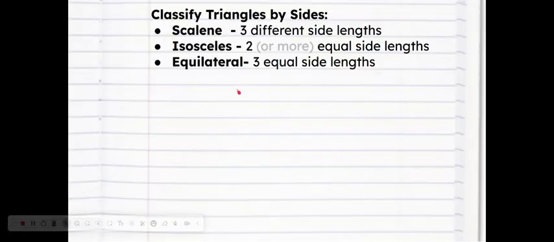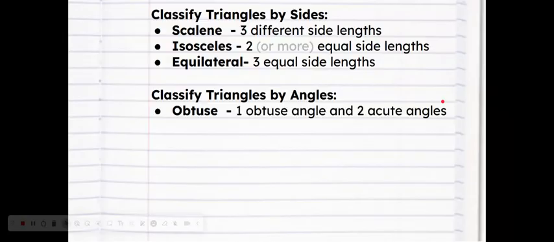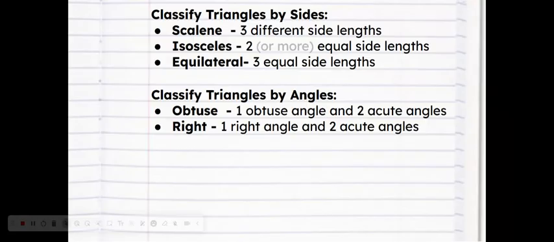Okay, now how do we classify it by angles? There were 3 main ways to classify by angles. If you have a big old angle greater than 90 degrees, then it's an obtuse triangle. If you have a 90-degree angle, it's a right triangle. And if you have all 3 angles less than 90 degrees, it's an acute triangle.